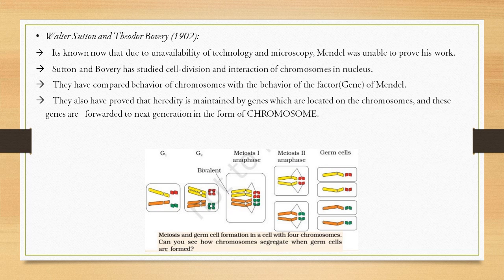If you observe in G1 phase, there are four different types of chromosomes which are given, right? One pair is yellow and red. The second is orange and green. Fine. In G2 phase, if you see, it is doubled.